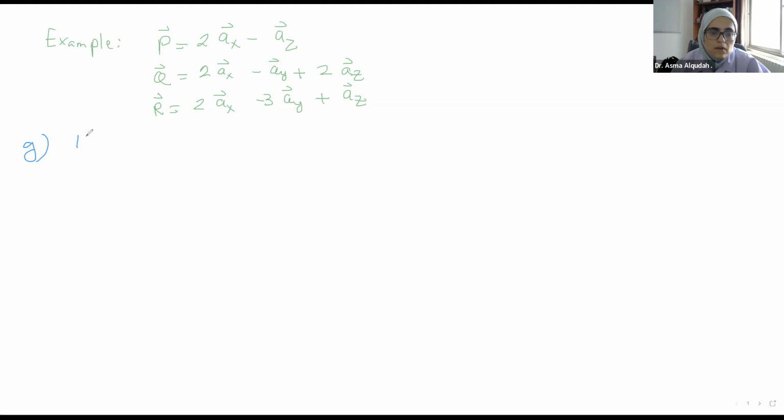asks for the component of P along Q. Here in the question statement, it's not telling us whether they want a vector component of P along Q or a scalar component of P along Q. If it was a question in the exam, I will specify for you which kind of component I want, whether it is a vector component or a scalar component. But for this, let's do both of them.